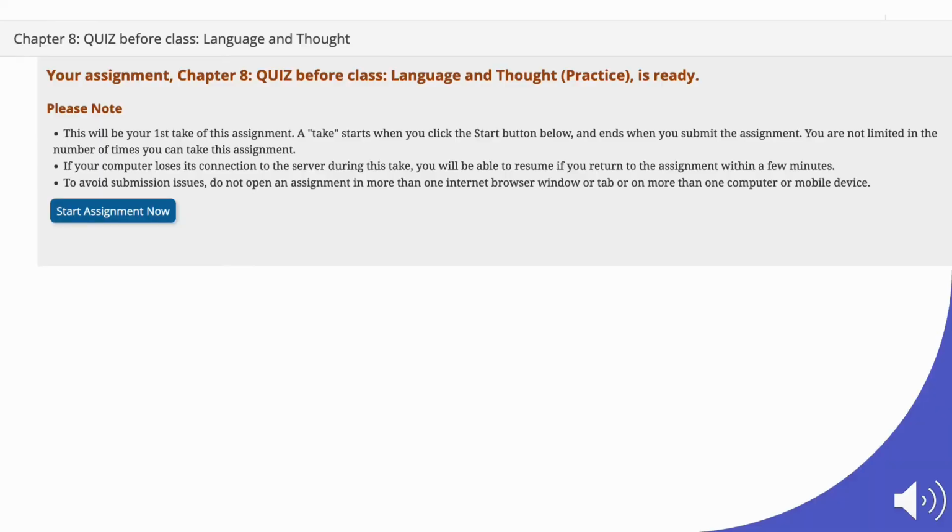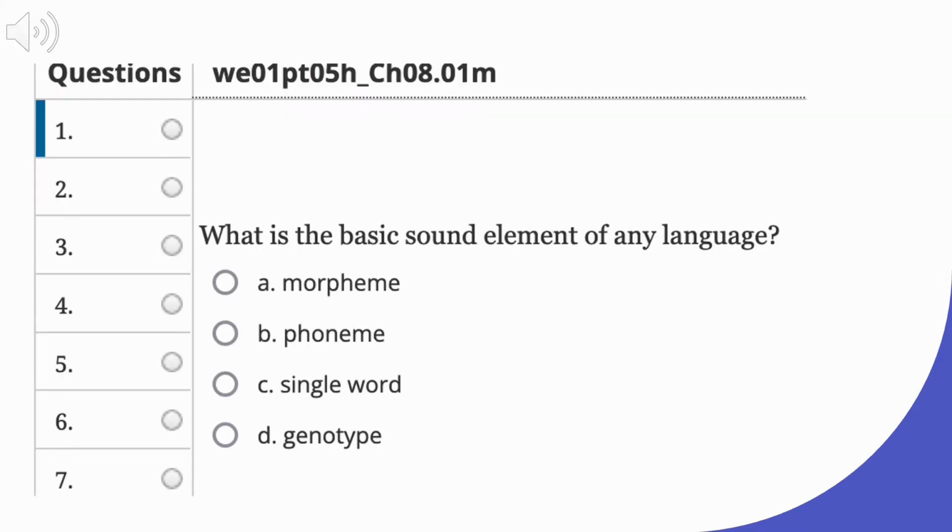Chapter 8, Quiz Before Class, Language and Thought. Question 1. What is the basic sound element of any language? A. Morpheme. B. Phoneme. C. Single word. D. Genotype. It's B.